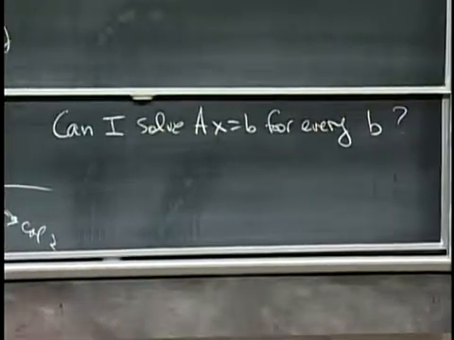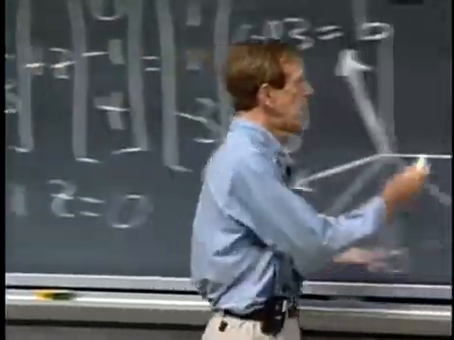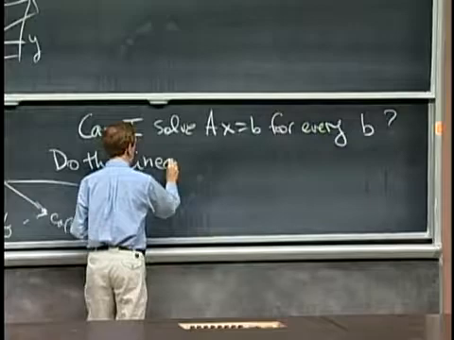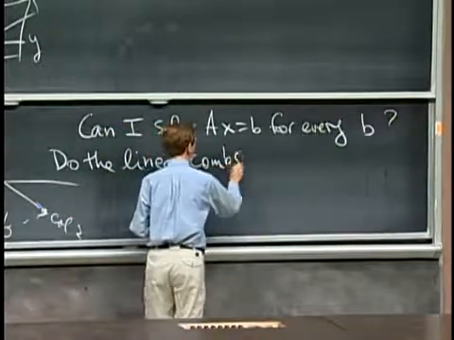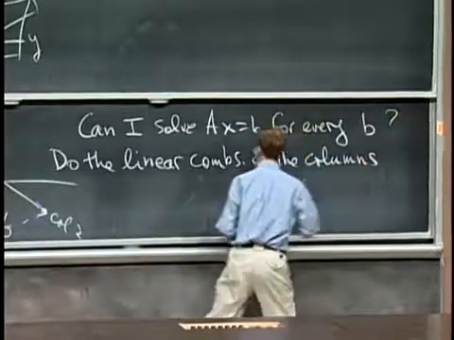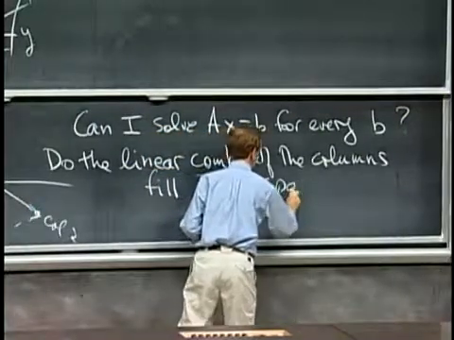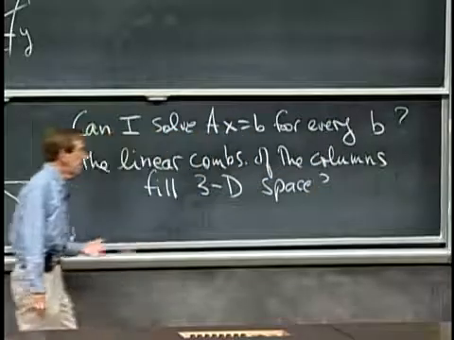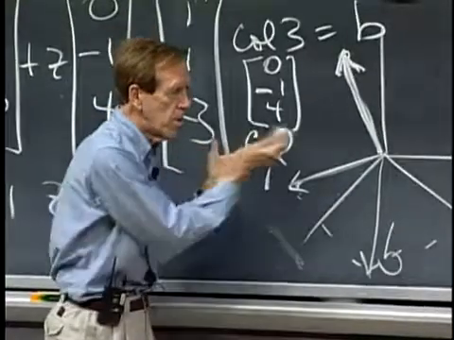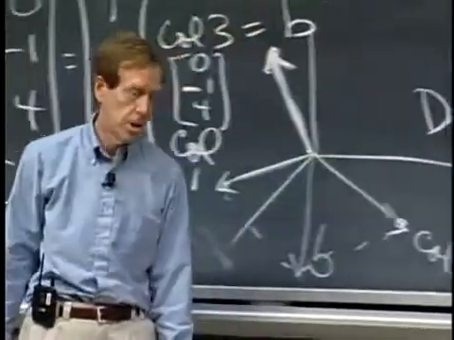So now, can I put that in different words? In linear combination words, do the linear combinations of the columns fill three-dimensional space? Every b means all the b's in three-dimensional space. So do you see that I'm just asking the same question in different words?